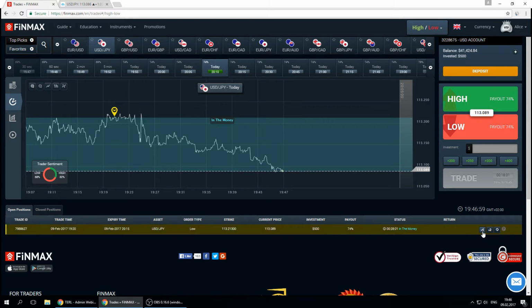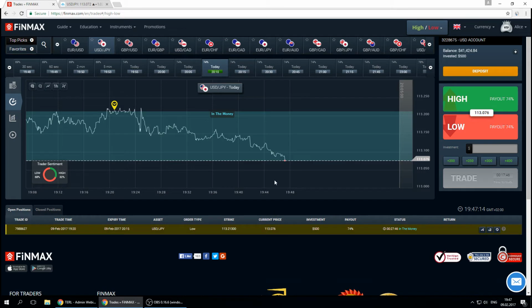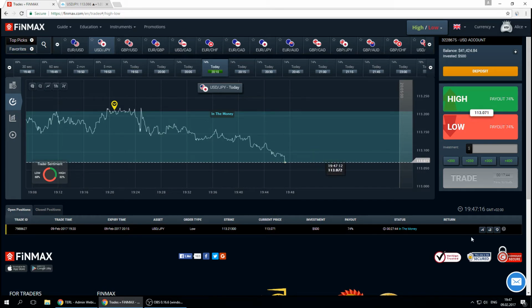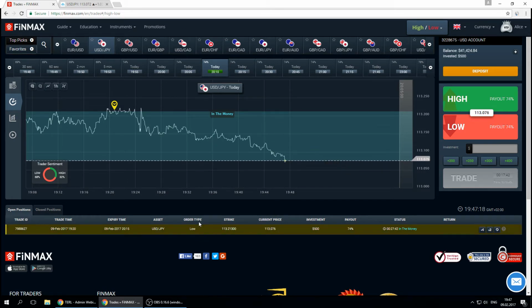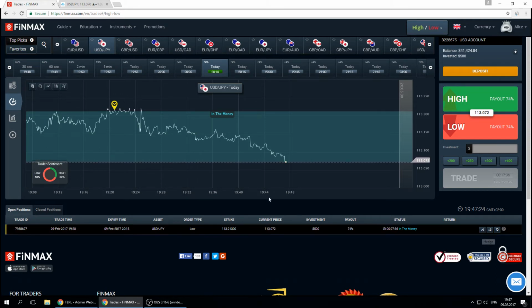Also, on the platform you can see 3 different buttons that allow you to manage the current trade. The first button is to hedge. Hedge means that a trade of the same amount and the same time frame will be opened, but in the opposite direction to the one you have opened. Let's say I have opened a low position order type, and if I press this button, the trade for high will be opened.